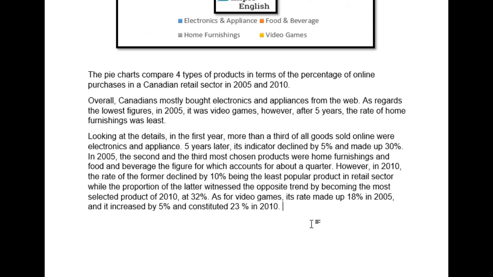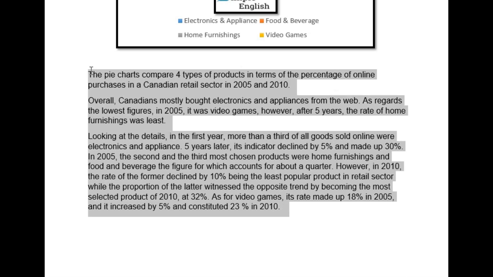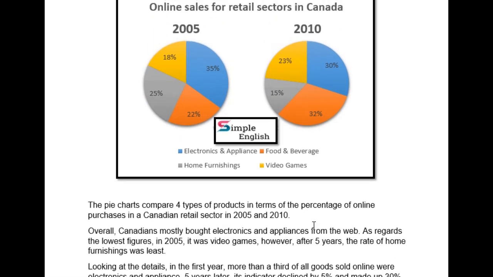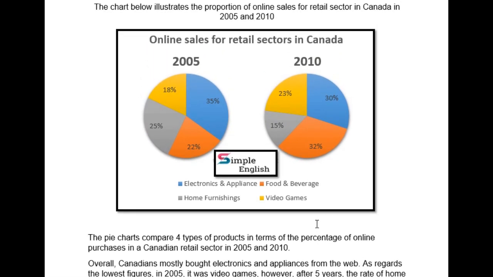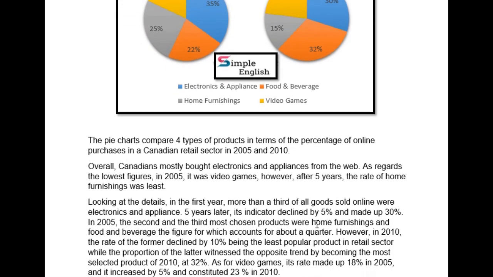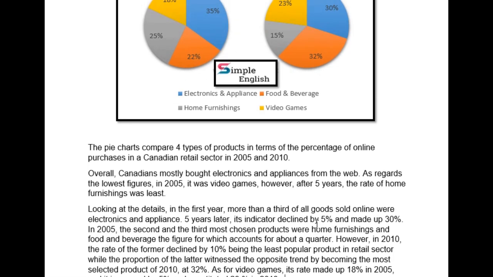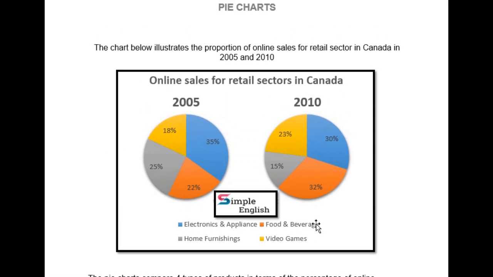I have written the full pie chart, and let's see how many words it has. It has 177 words, which is not bad, which is on the word limit. I haven't set the timer, so I'm pretty sure that it was less than 20 minutes. So as you can see, you can write a good essay which deserves about 7 or higher in less than 20 minutes. It's more than possible, even if the graph is not an easy one, right?